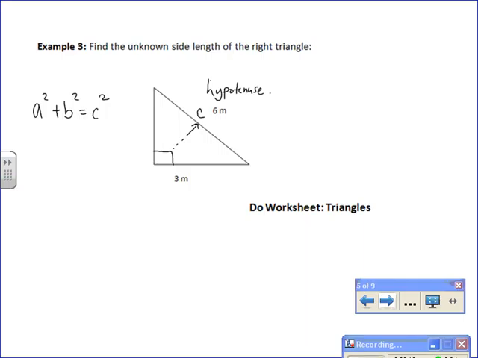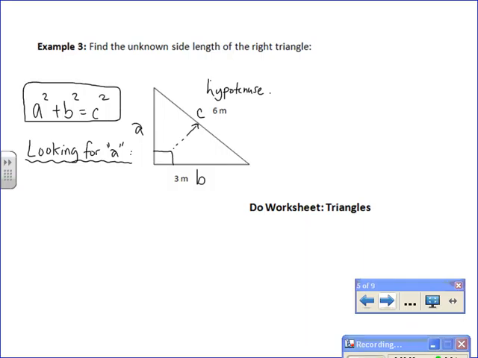Okay, so right away I can see I'm not looking for C. I'm going to call this side over here A and this side over here B. Which means, based on how I've labeled my triangle, I'm looking for one of the other side lengths, which is A in this case. Anytime you're looking for A or B, you are going to have to rearrange this formula here by subtracting one of the values over to the other side.